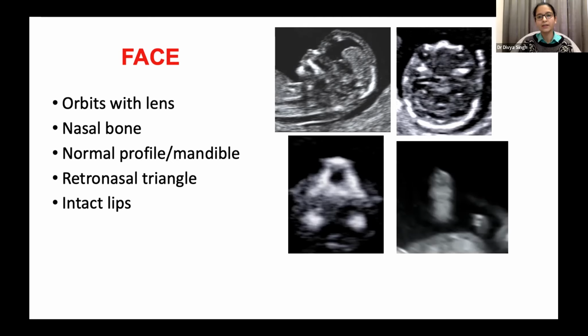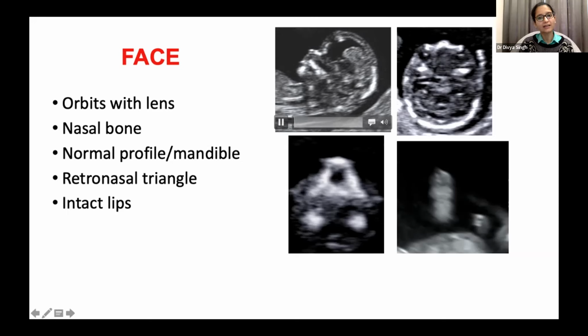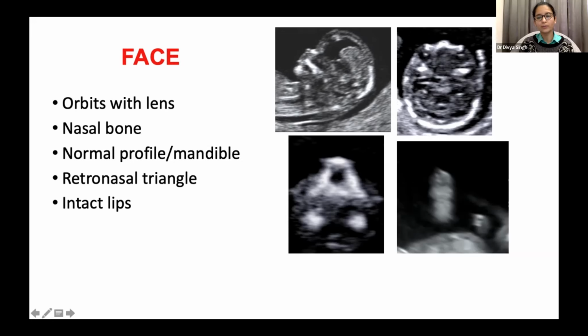Coming to the face, we know how to look at the fetal face in the profile view or the mid-sagittal section. We are aware of what the nasal bone looks like. This is the intact palate, which looks like an echogenic rectangle. This is the maxilla. And this dot that you see here is the mandible. So familiarize yourself with the normal profile.